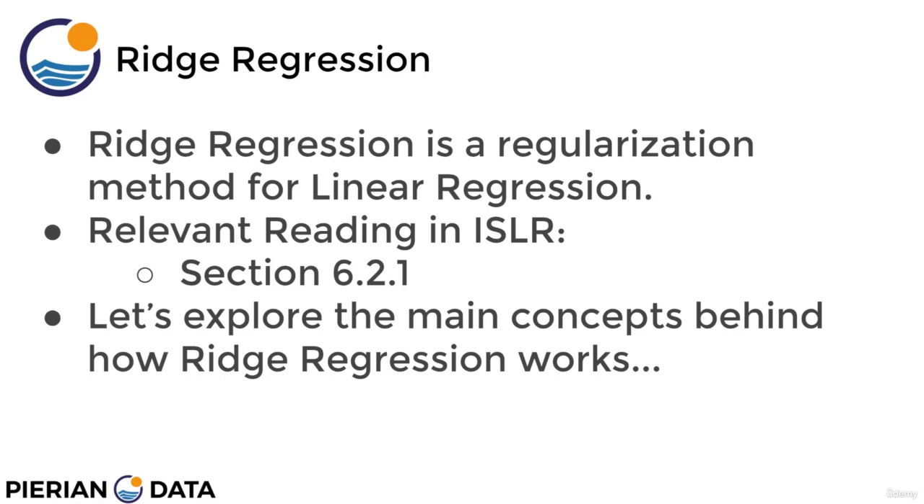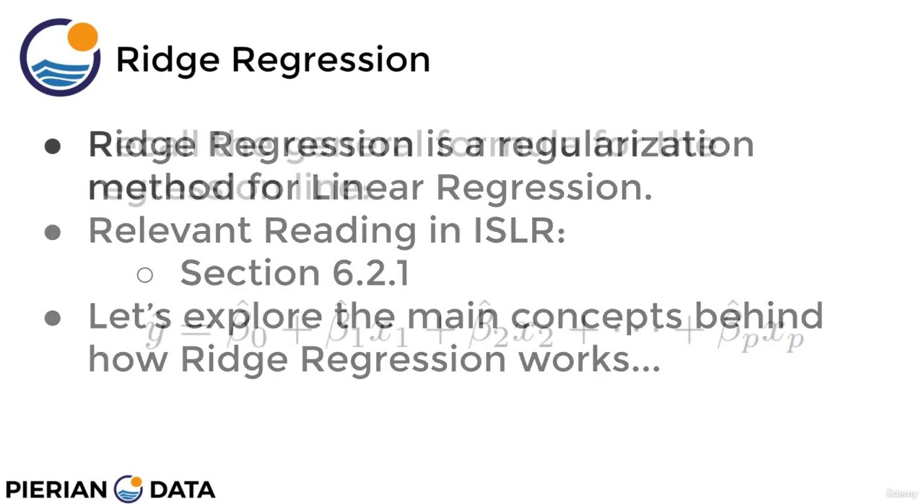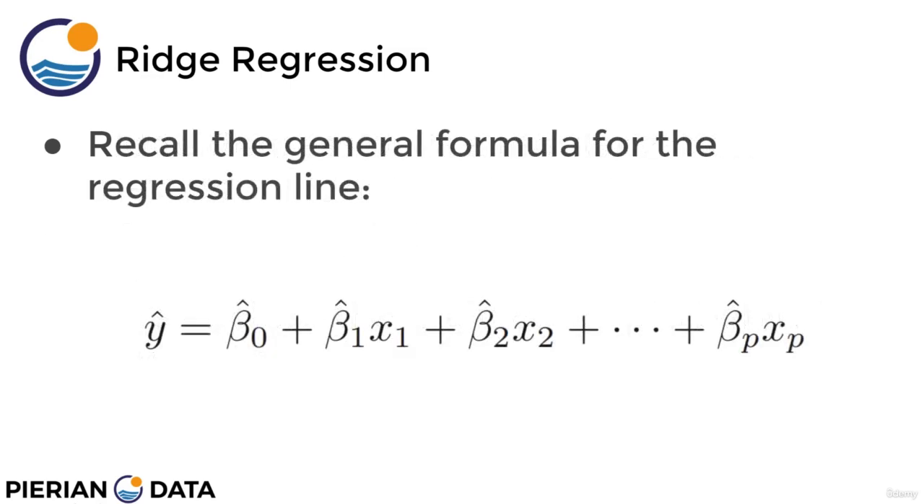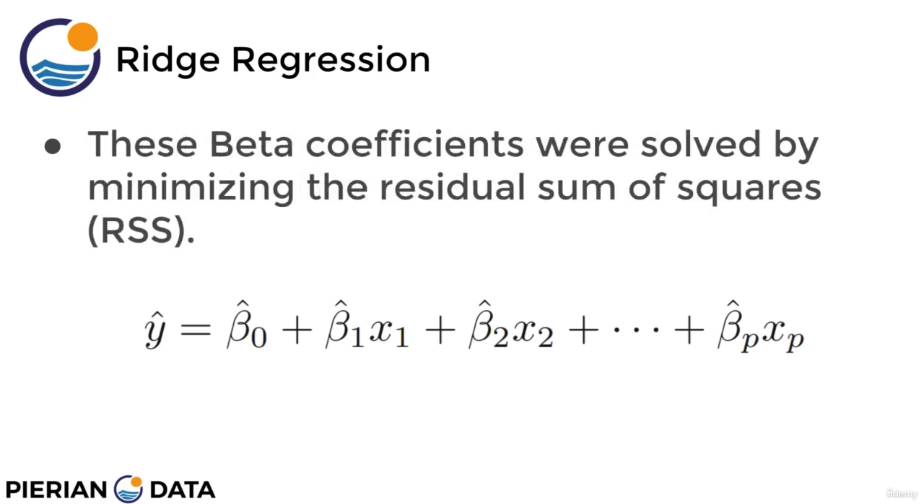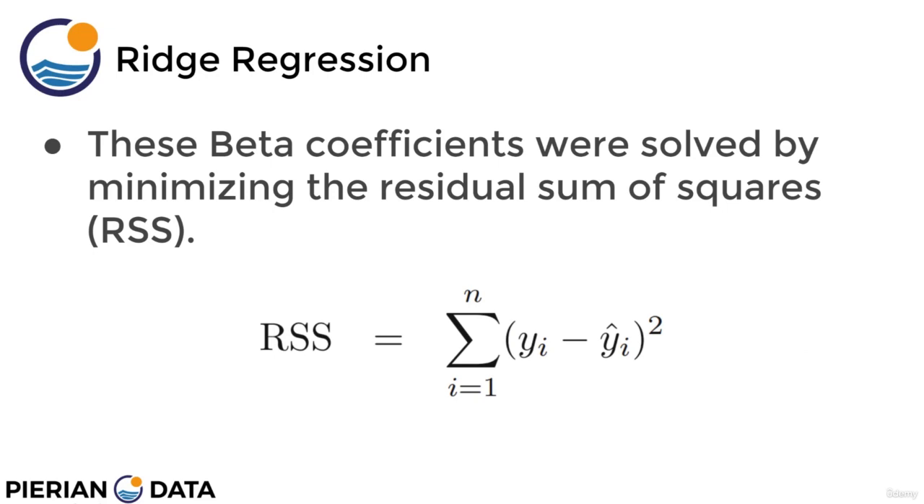And for this, we're going to need to clarify some notation. Recall that the general formula for the regression line looks like this. You have your predicted y hat, and it's equal to your beta coefficients times your features, x1, x2, and so on, up to, in this case, p features. And then you also have your beta naught, which is your intercept. Now these beta coefficients were solved by minimizing the residual sum of squares. So recall that at the end of the day, we were trying to choose the beta coefficients that minimized this sum of squares, which is just the true y value minus your y hat squared.